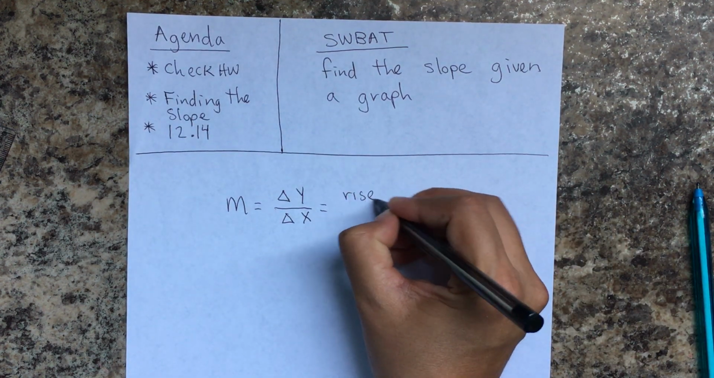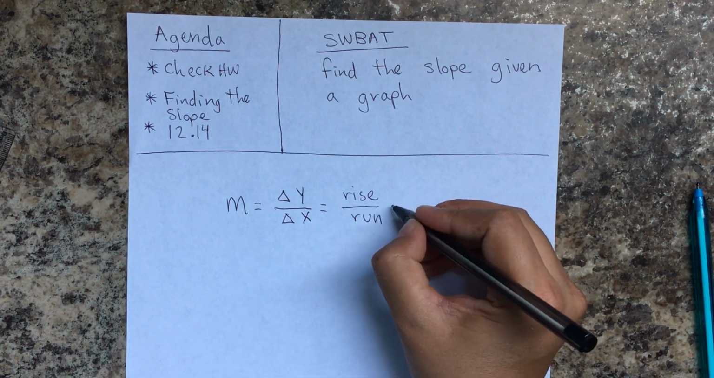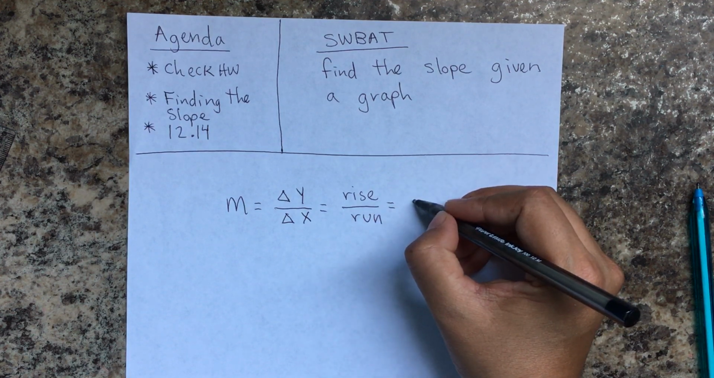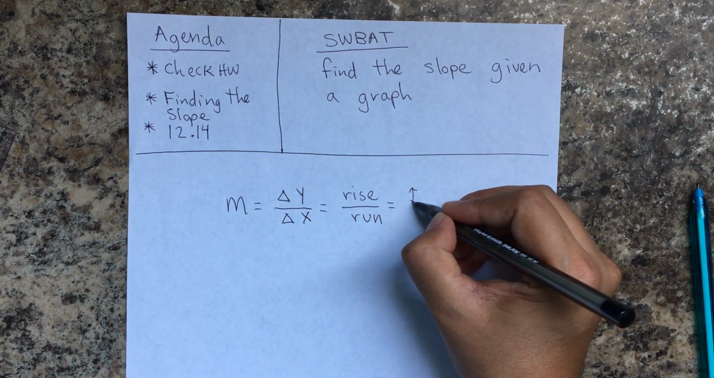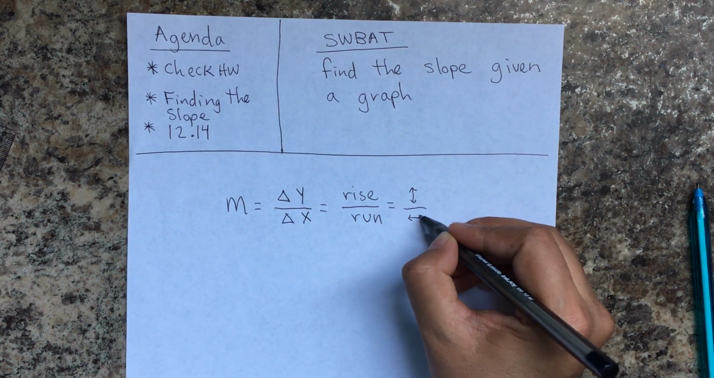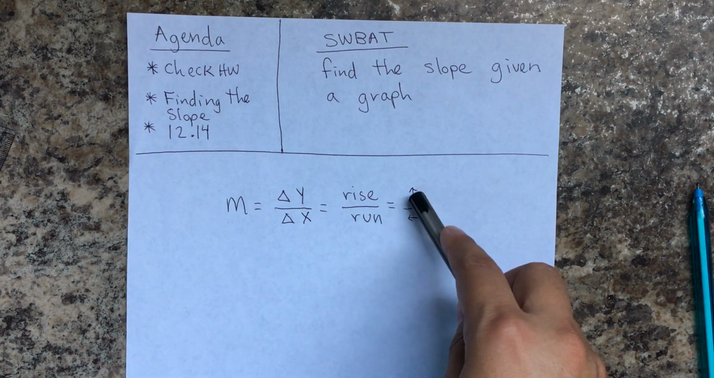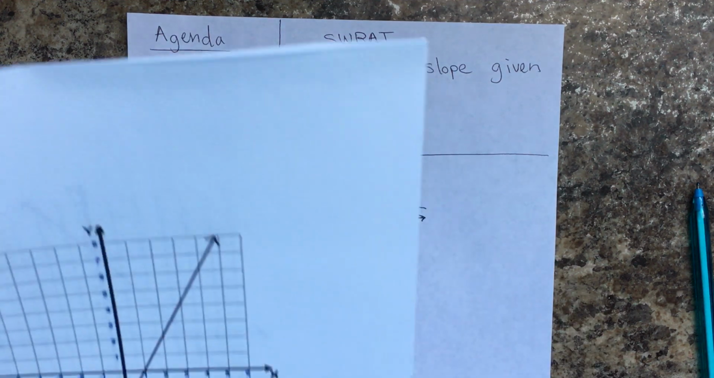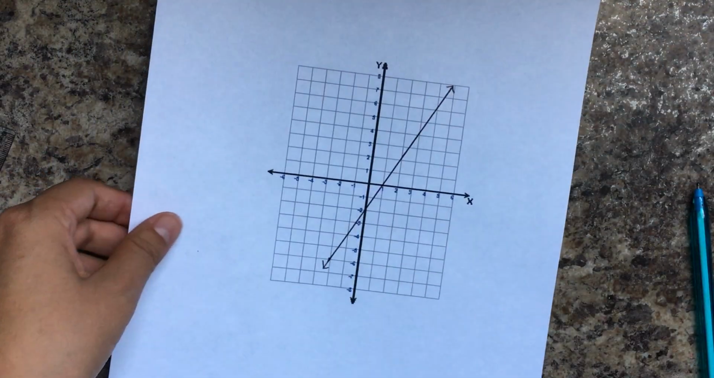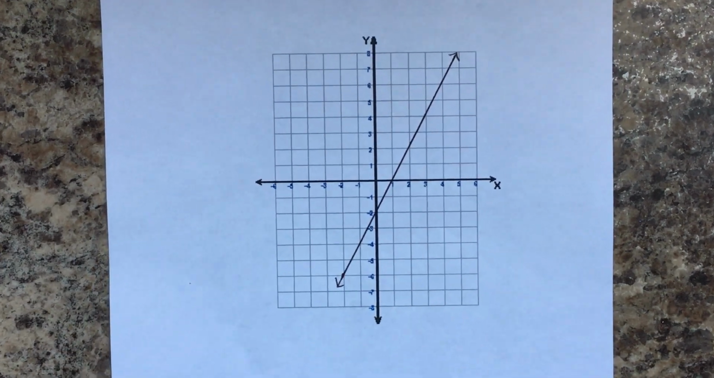Meaning rise over run, and basically what we're going to be doing is counting up or down, counting to the left or to the right. Okay, so that's the main thing today, just looking at the graph and counting points. So how does that look? Well, here you have this graph, and let me zoom a little bit.